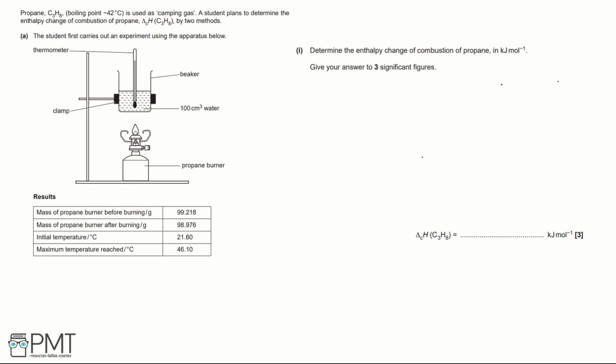significant figures. Let's start by highlighting the key pieces of information in this question. That's going to be the molecular formula of propane, the results table, and that we want our answer in kilojoules per mole to three significant figures. The first equation we're going to use is Q equals m times c times delta T. M is mass, the mass of water, as that's the thing we're heating. That's going to be 100 grams, because 1 gram of water equals 1 centimetre cubed of water.